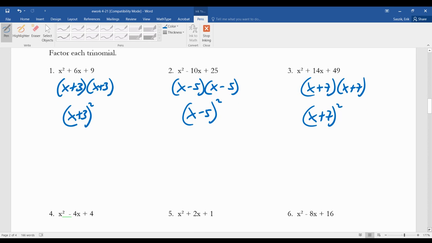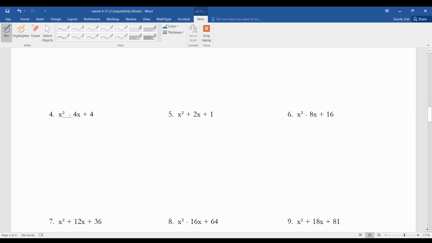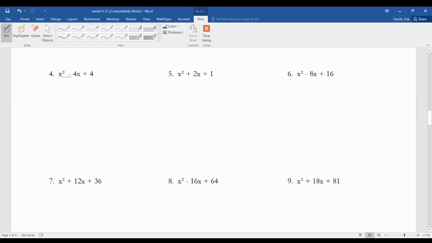So I don't know if I'm going to go through all of them here. Even on this next row, remember 1's a perfect square. 1 times 1 is 1. These are all perfect square trinomials. So all of them, this is going to be x minus 2 times x minus 2, which you can write as x minus 2 squared.